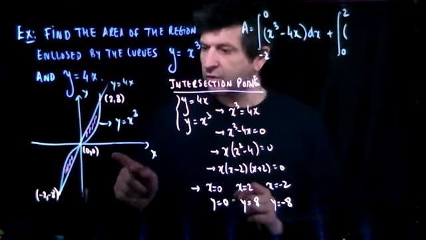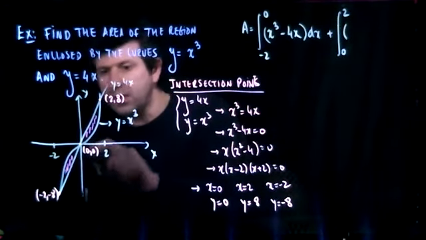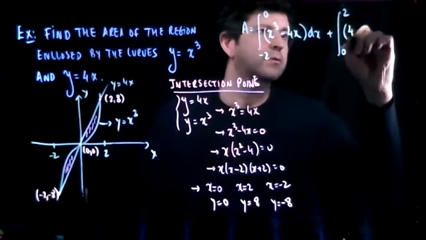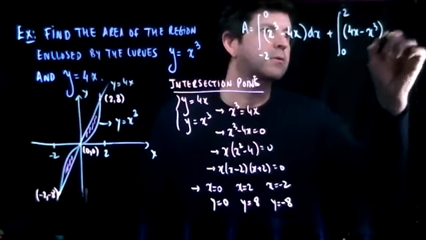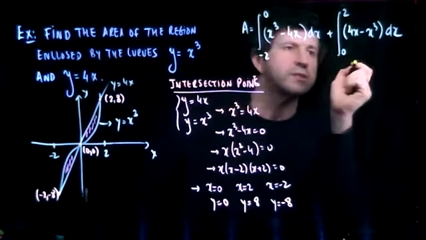Now from 0 to 2, the top, right? This is 2, this is minus 2. From 0 to 2, the top is 4x and the bottom is x cubed. That's it. Once this is set up, the rest is easy.